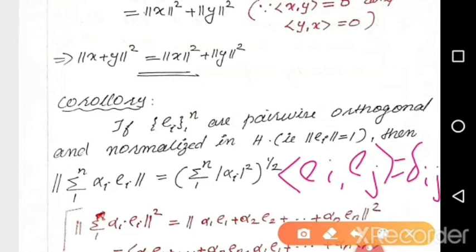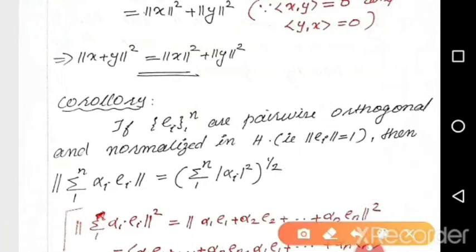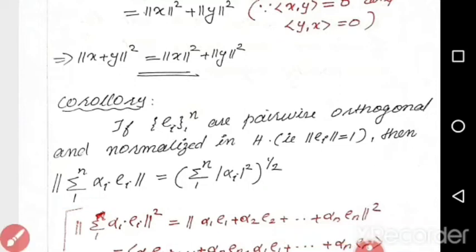Then we have to show that norm of sigma i from 1 to n alpha i E_i is equal to sigma i from 1 to n modulus of alpha i square, whole raised to 1 by 2.